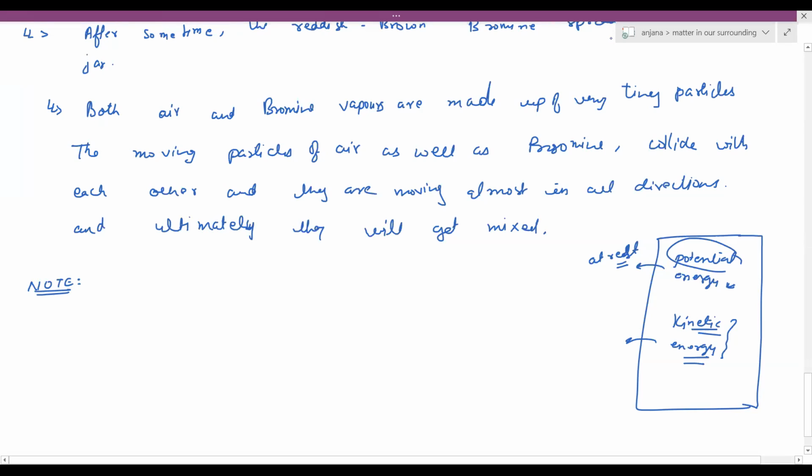Okay, so in this write down, bromine vapor is heavier than air. Even then, it goes up and mixes with air.